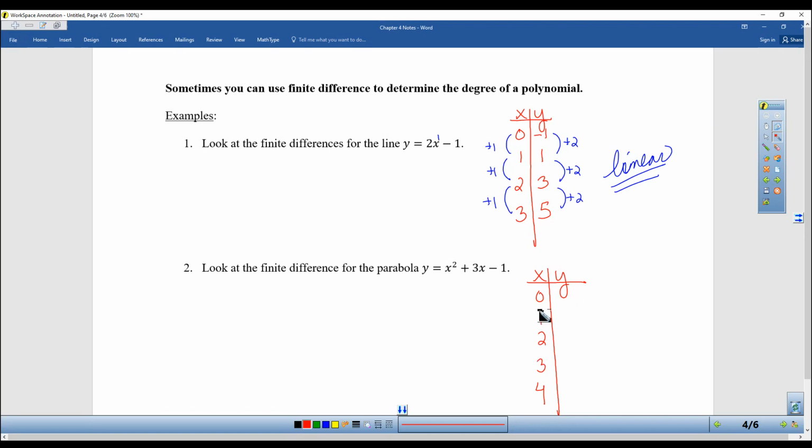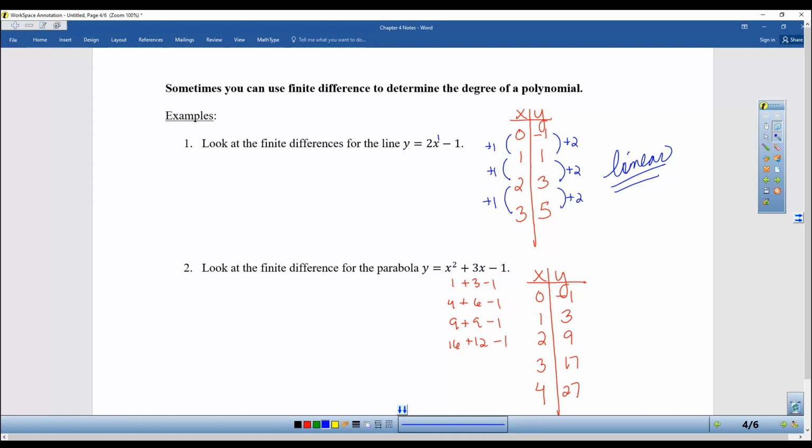So I have to plug these numbers in. When I plug in a 0, that one's nice and easy: -1. When I plug in a 1, 1 plus 3 minus 1 is 3. When I plug in a 2, 4 plus 6 minus 1 is 9. When I plug in a 3, 9 plus 9 minus 1 is 17. And when I plug in a 4, 16 plus 12 minus 1 is 27.